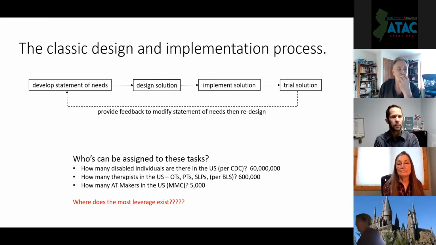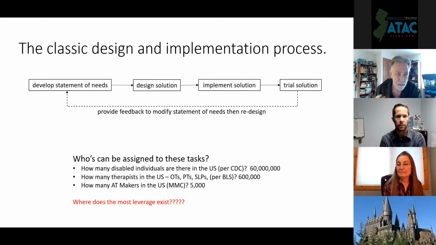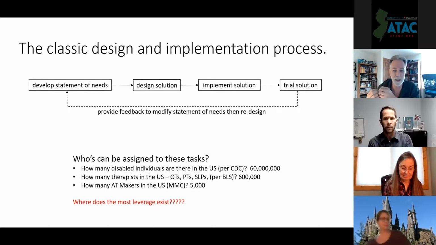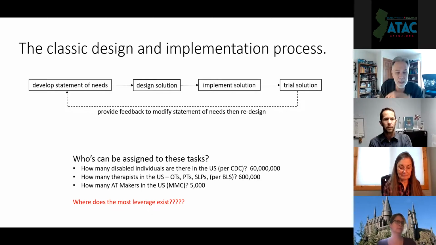This is the classic design and implementation process that most of us have learned if you have any manufacturing or engineering background. Initially there's a statement of needs, a recognition that there's a need out there that's unfulfilled. Then one designs a potential solution, implements that potential solution, and trials that solution. You take the feedback from the trial and say, we missed some needs along the way, clearly, because our design didn't meet all of the needs. They weren't all enumerated. Then you redesign, re-implement, retrial, and it's an iterative process. That's just the classic approach to design and implementation.